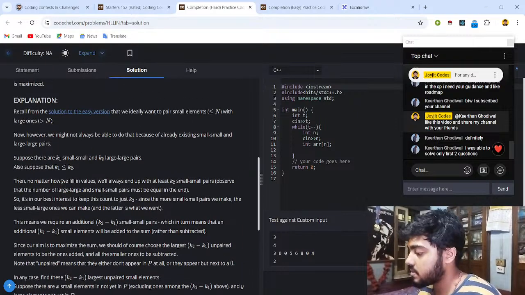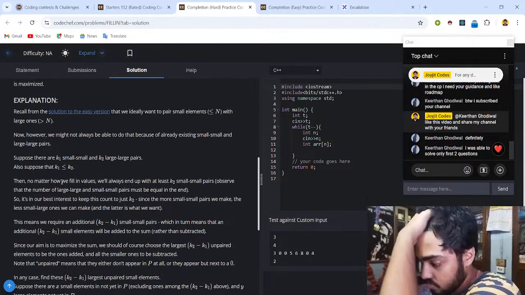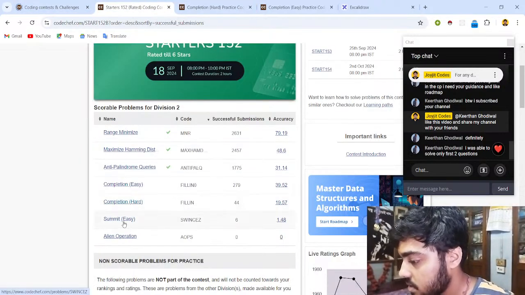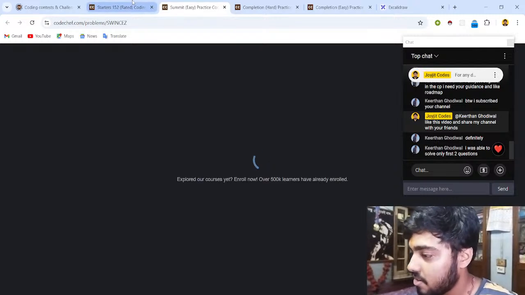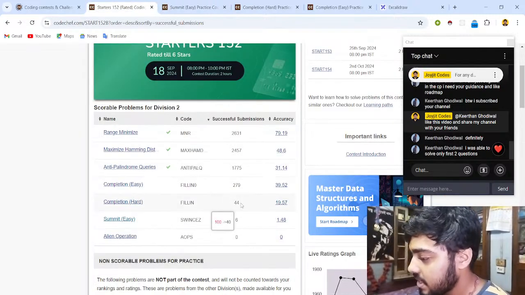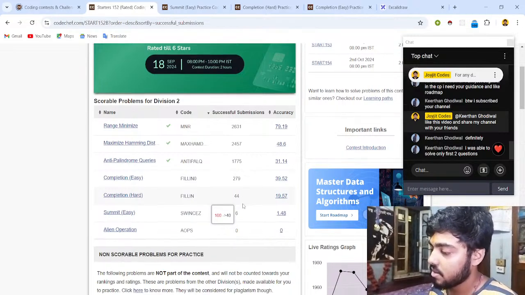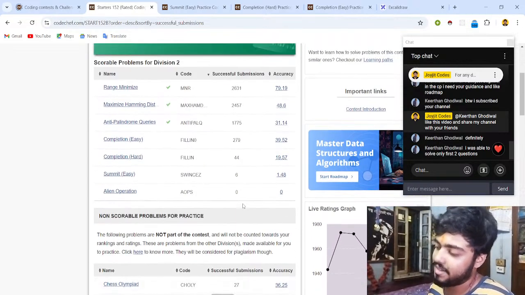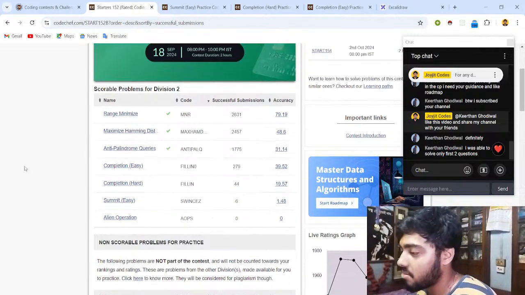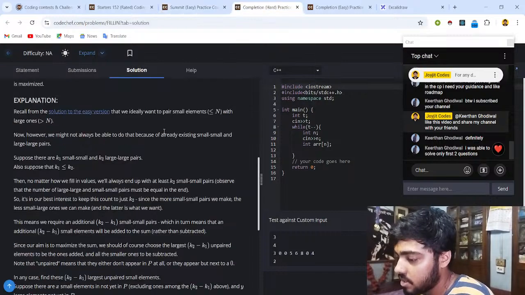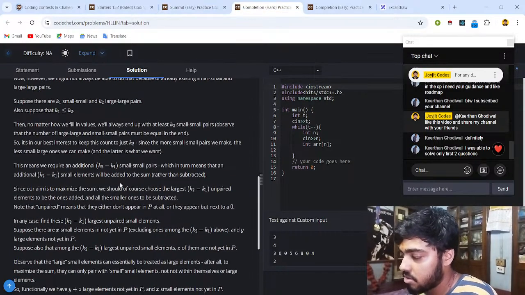This is a little complex. I think I'll just leave this question for now. The last two problems are obviously complex, because if you see, there are only 44 people who have done it. So if there are only 44 people who have done it, I think it's a good problem. But it was completely normal mathematics only, similar to the previous one.